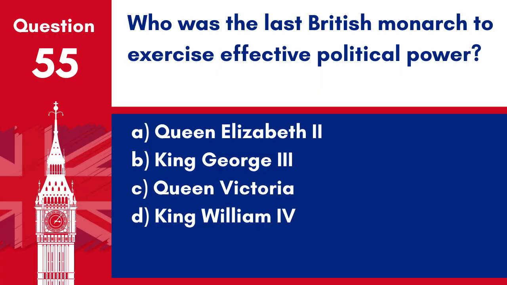Question 55. Who was the last British monarch to exercise effective political power? A. Queen Elizabeth II. B. King George III. C. Queen Victoria. D. King William IV.